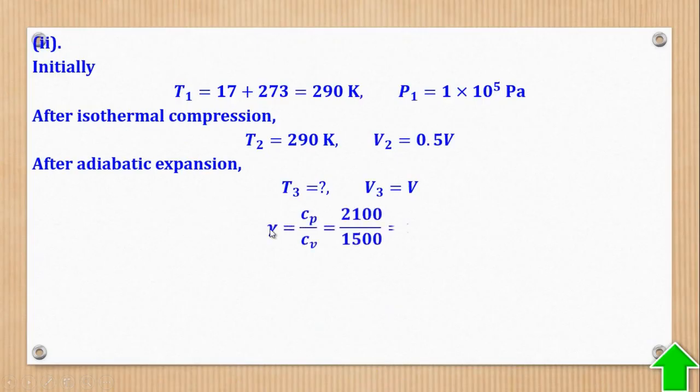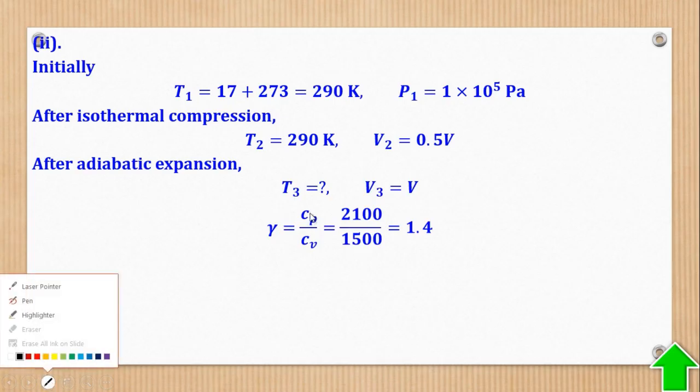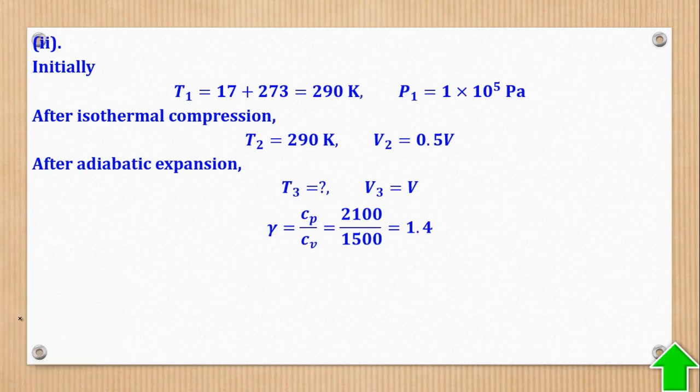Before that we need gamma, the ratio of specific heat capacities. This time I think you realize we are using small letters because these are specific heat capacities. So this ratio is 1.4. Then you can quote the formula: T2 V2 to the power gamma minus 1 equals T3 V3 to the power gamma minus 1.